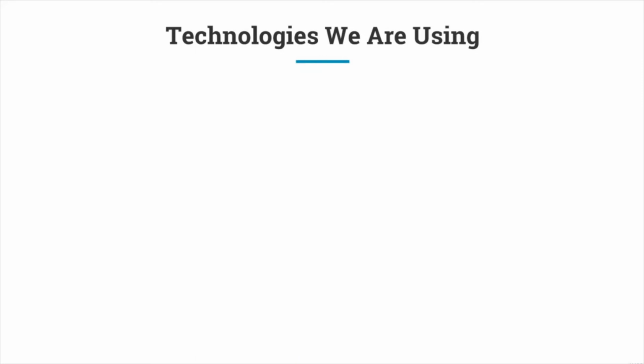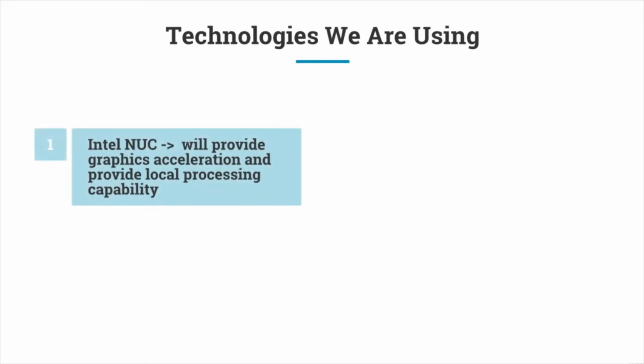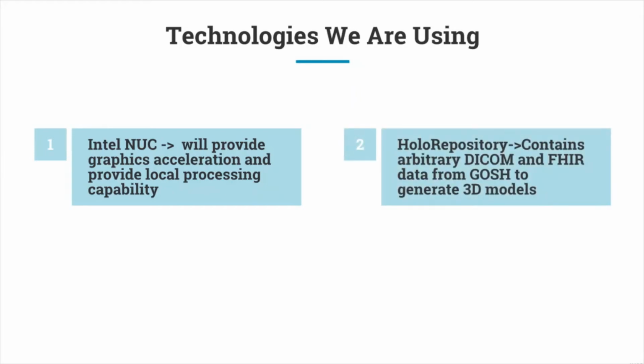We used a range of technologies to aid with development. Some of these include the Intel NUCs, which will be used as a computing unit to query the Holo repository and dynamically load the scans onto the Holo window. The NUC will provide graphics acceleration and will also provide local processing capability, allowing us to implement features that may require stronger processing power. Additionally, the NUC has 4 outputs. These will be used to connect the 4 pico projectors.